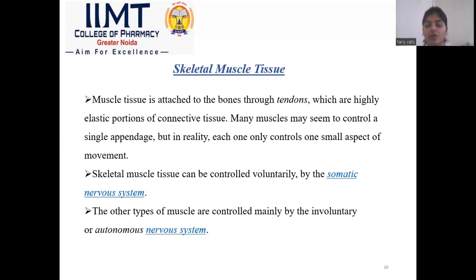They are found in limbs and trunk. Basically, they are found in biceps, triceps. These muscle tissues can be controlled voluntarily by the somatic nervous system. The other types of muscles are controlled mainly by the involuntary or autonomic nervous system, which we will discuss in further slides.